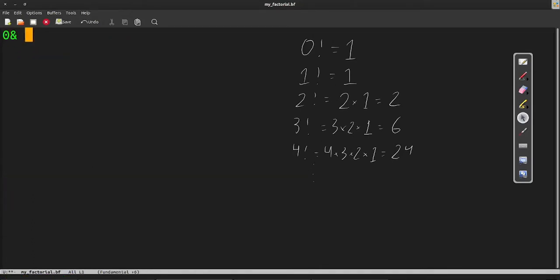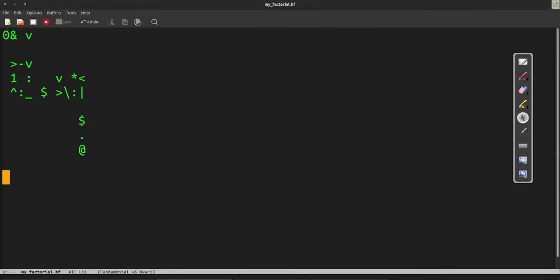We start in the northwest corner facing east. First, we push a 0 onto the stack. This will tell us where to stop looping later, after we're done iterating. Next, we get an integer from the user with the ampersand character. For the sake of this example, let's say the user inputs 6.